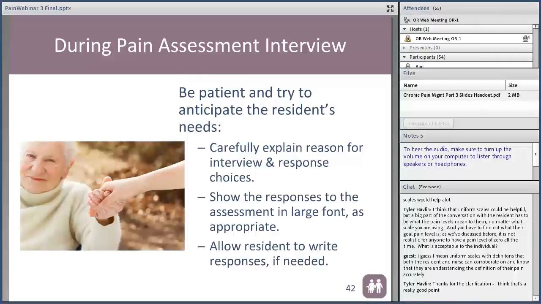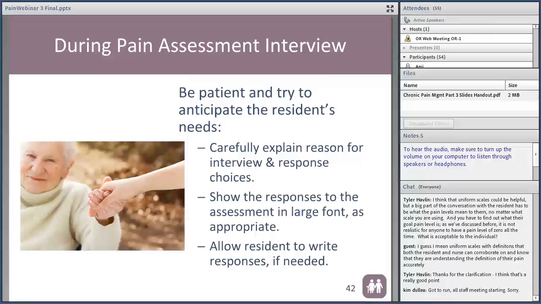Okay, so during the pain assessment interview, again, be patient and try to anticipate the resident needs. The last thing you want to do, and I know we're very, very busy people, is to go into the room only having a very few minutes to get this interview done. So time this so that it's the best for that patient. You do need to be patient with them, and take time to carefully explain the reason for the interview and the response choices.